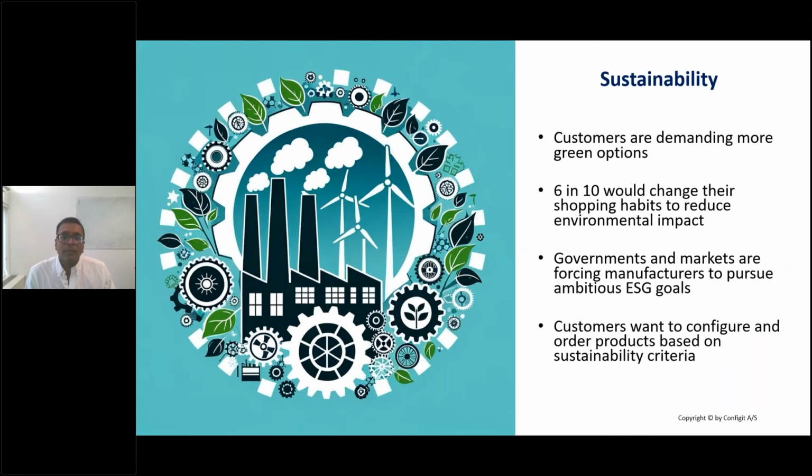When it comes to sustainability, customers are also demanding more green options and insight into the environmental impact of products. So we can see that nearly 6 in 10 people are willing to change their shopping habits to reduce the environmental impact. This has led to increasing demands for disclosure in financial statements, as well as new regulations, such as the digital passport that I mentioned earlier. This means we need to include non-financial parameters such as CO2 footprints in choices.